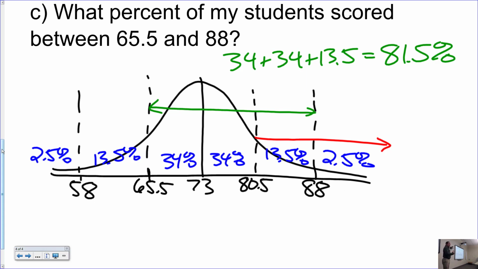So, the cool part about this, folks, is that the normalcy is really fixed, right? This normalcy drives the percentages being the same. The only thing that changes along it are the numbers along the bottom. All right?